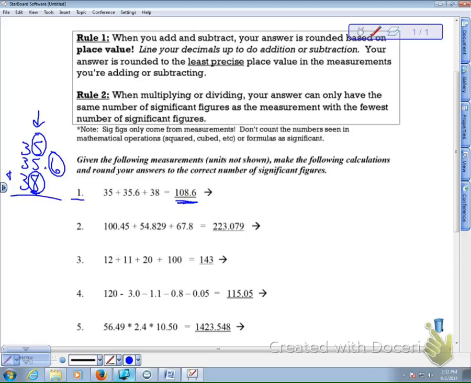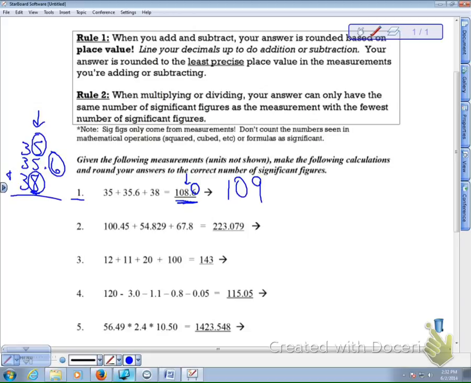Unrounded, it's 108.6. We need to round this number to reflect the place value where error first shows up, and that's going to be the ones place. So using my rules for rounding from middle school math, the 6 behind the 8 is going to cause me to round this up to 109. We don't just drop, we round. If it's 5 to 9, we round up. If it's 0 to 4, we round down. So this 6 tells me to round up.